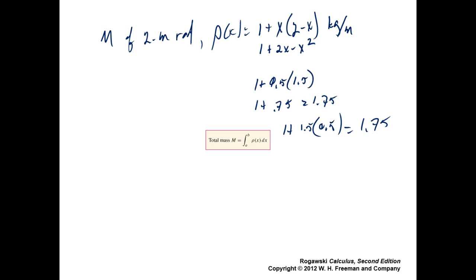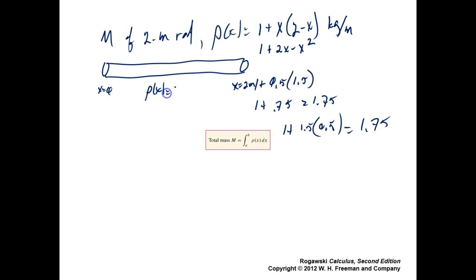Okay, so what is the total mass of that? Well, let's draw the rod. Okay, this is x equals 0. This is x equals 2 meters. Okay, and the density varies as rho of x is equal to 1 plus 2x minus x squared. Okay.